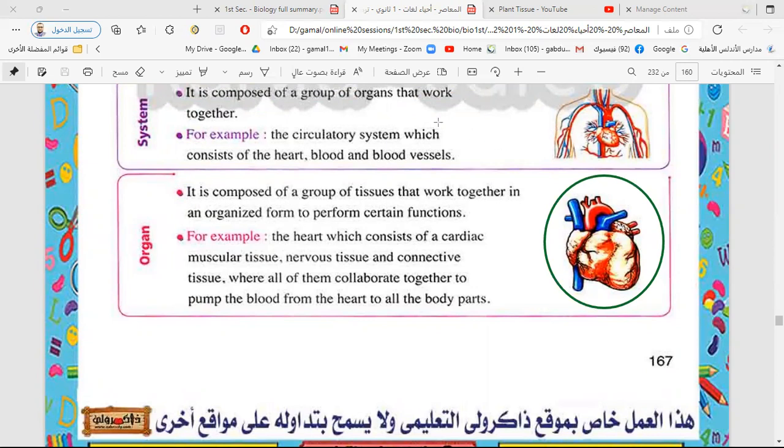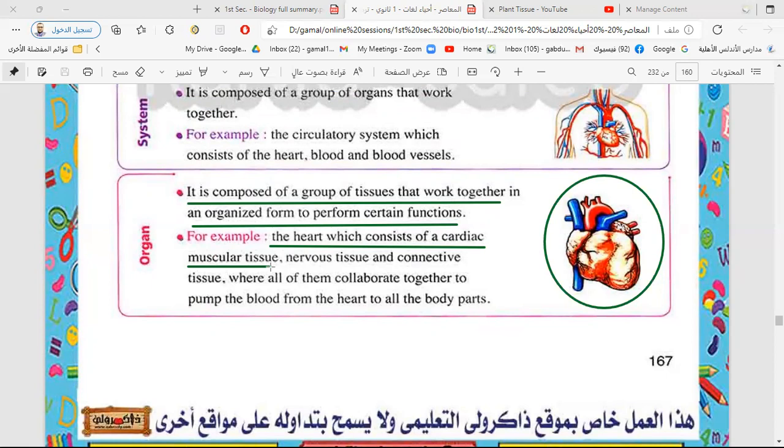It is composed of a certain type of muscles. These muscles are called cardiac muscles. The heart has a special type of muscles which are called cardiac muscles. And this muscular tissue contracts regularly and pushes the blood to all body parts.